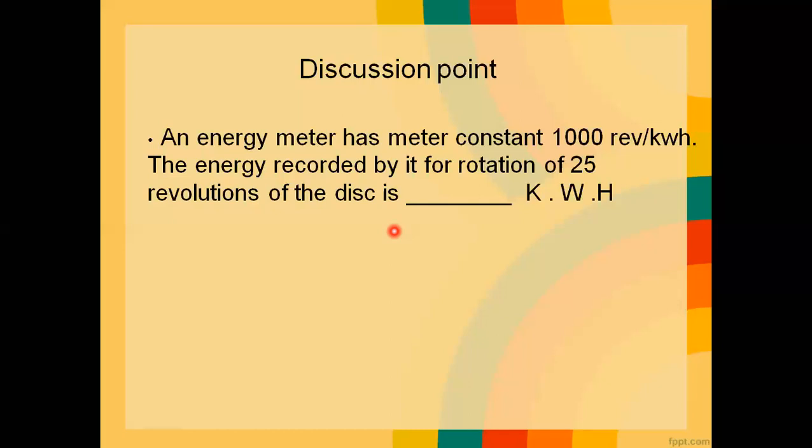So we have a meter with meter constant 1000 revolutions per kilowatt hour. Now the disk starts rotating and it has rotated 25 revolutions. How much energy is consumed by the customer? That is the question. I'll give you 2 minutes. Please try to solve it on your own. You know the meter constant. It is mentioned in the units also. Meter constant is revolutions per kilowatt hour. Okay, please do it.